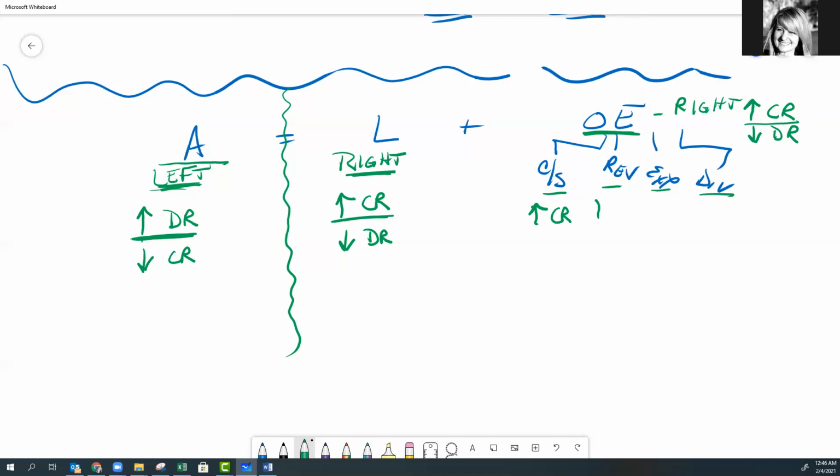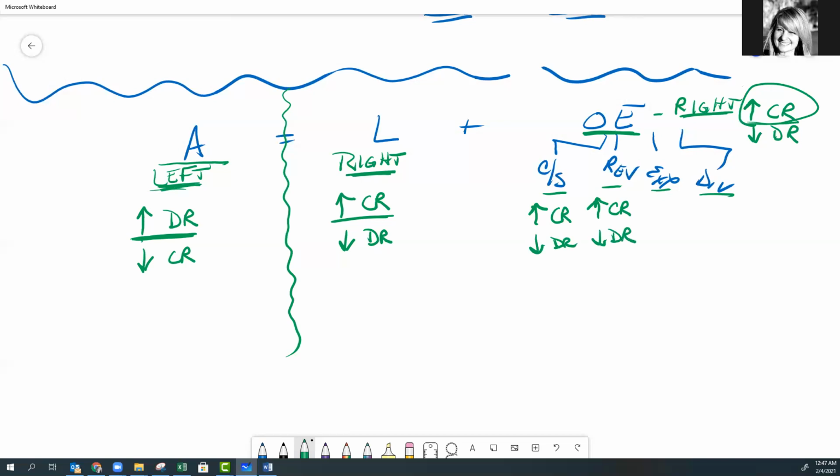All right, let's talk about revenue. When revenues increase, owner's equity also increases. And how do we make owner's equity go up? Well, owner's equity is on the right, so we make it go up with a credit. So when revenue goes up, owner's equity goes up, so we make it go up with a credit. Therefore, these things go down with a debit.